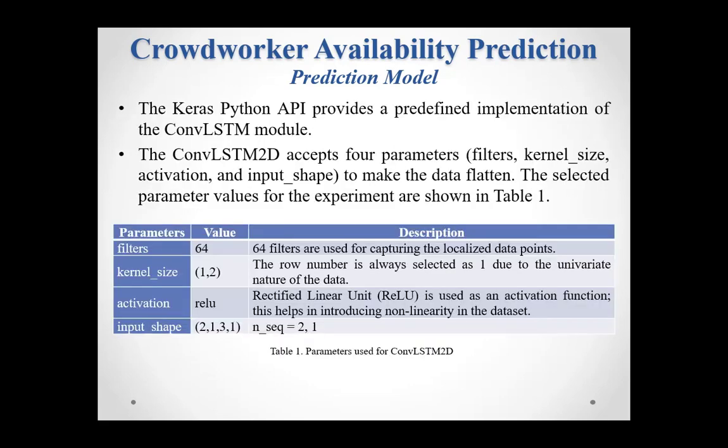So this is the prediction model continued. The Keras Python API provides a predefined implementation of the conv LSTM module, and the conv LSTM 2D accepts 4 parameters, that is filters, kernel size, activation, and input shape, to make the data flatten. All the parameter values are shown in table number 1, and you can see under filters we have the value 64, which is used for capturing the localized data points. Kernel size values 1 and 2, in which the row number is selected as 1 due to the univariate nature of the data. We have activation, the value is ReLU, that is rectified linear unit, which is the activation function used to introduce non-linearity in the dataset. And we have the input shape, that is 2, 1, 3, 1, and sequence is equal to 2, 1.